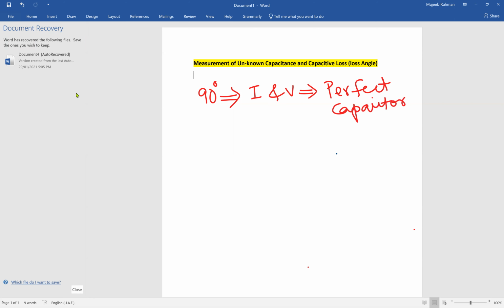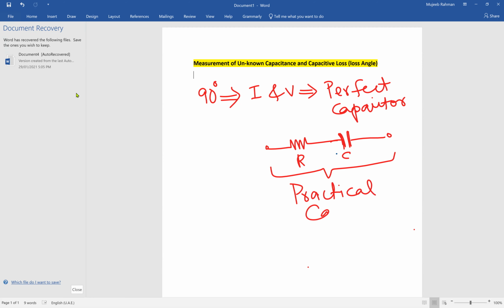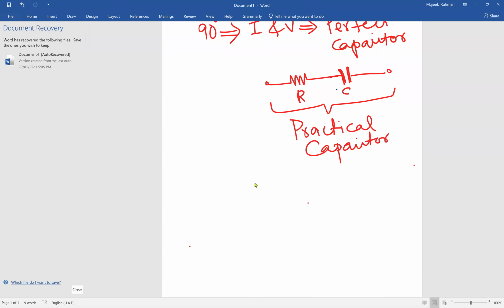The reason is the presence of some loss in the capacitor, and that particular loss can be represented by means of a series combination of a resistor and a pure capacitance. So the C here indicates the pure capacitance and R indicates the inherent resistance or inherent loss which is part of this particular capacitor. So this combination will make what you call a practical capacitance, or a capacitor.